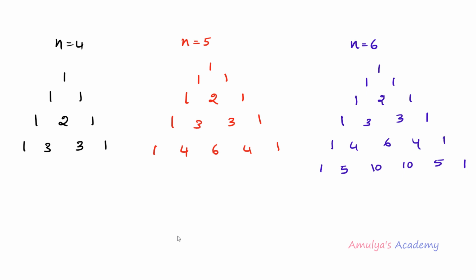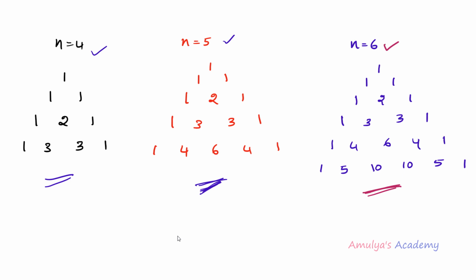Next, when I give input as 4, we need to get output like this, 4 rows. When I give input as 5, we need to get output like this. When we take n as 6, we need to get output like this. So this is about the input and output of the program. Next we'll see how to write the program.